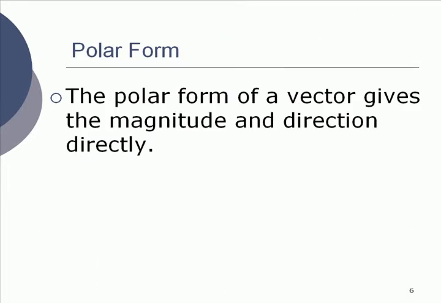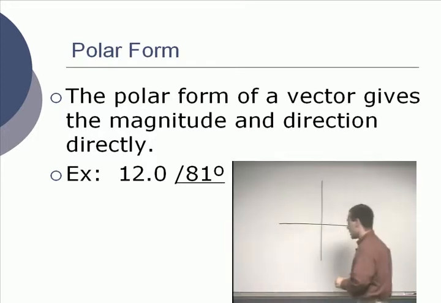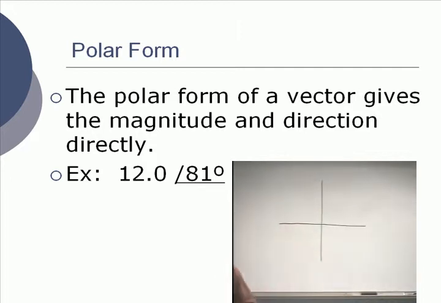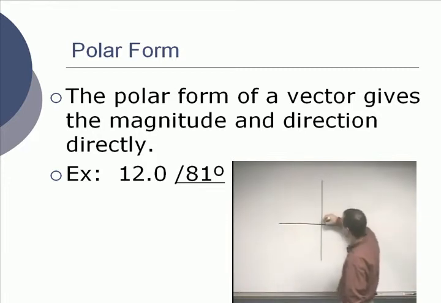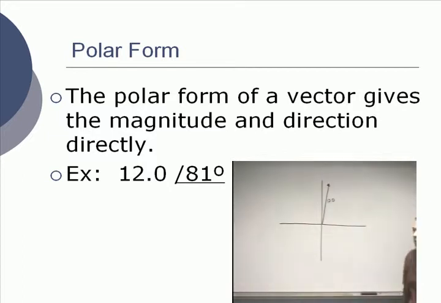Polar form. The most simple way to visualize a vector is in polar form, and a vector in polar form gives the magnitude and direction. So for example, if we have the vector 12 at 81 degrees, that means that we're going to have a vector pointing off towards 81 degrees, and it's going to have length 12. That's all there is to it. I won't get fussy and use a protractor here, but it would look approximately like that. Vector 12 at 81 degrees.